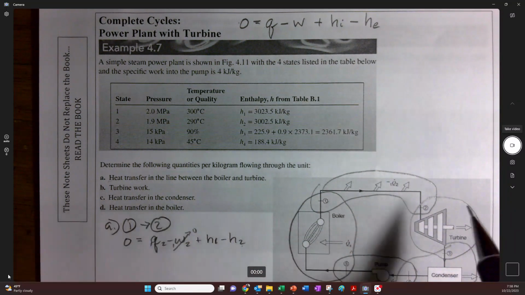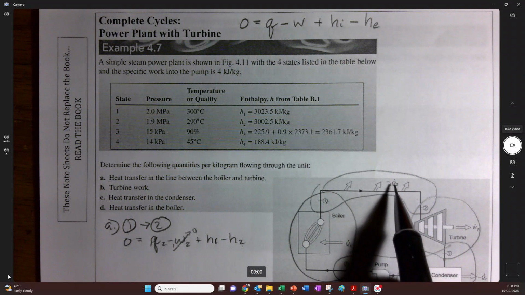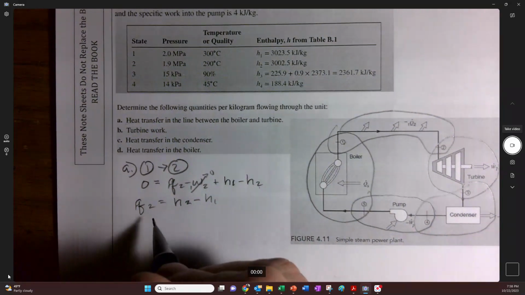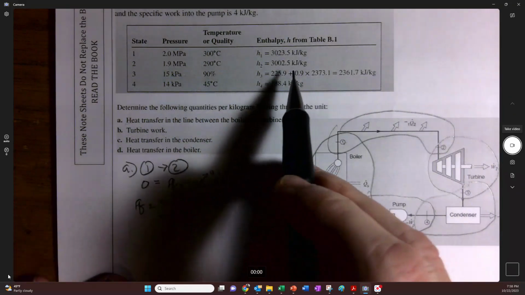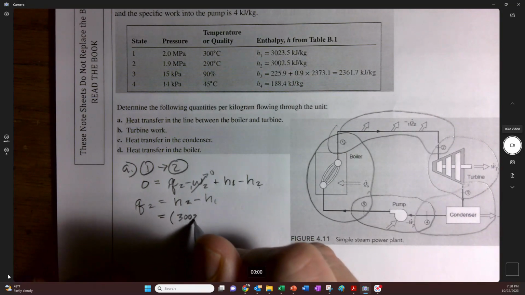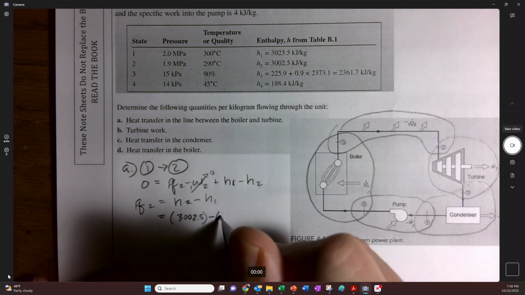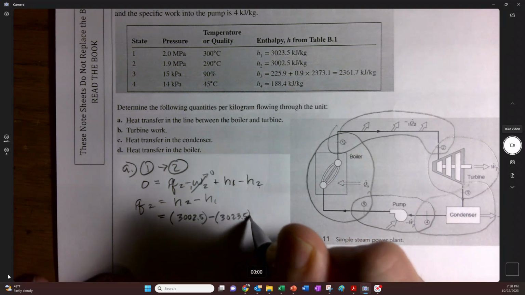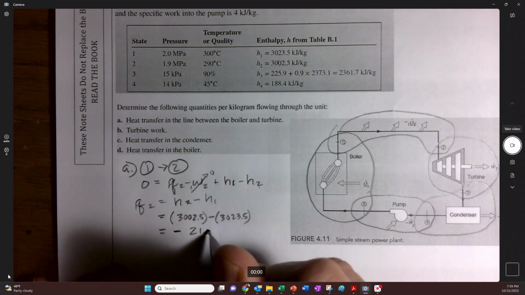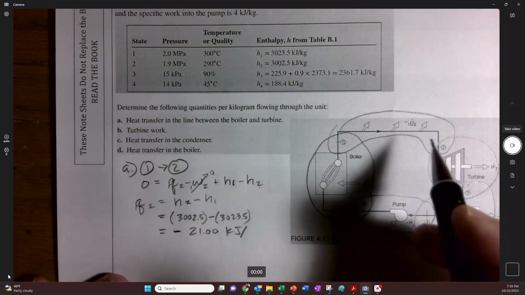No work is done between these two states. We're only going to have this heat coming out. So we're going to have Q1 to 2 equal to H2 minus H1. And so what we have, H2 is 3,002.5 minus 3,023.5, which equals negative 21. But that's expected to be negative because we are losing heat.